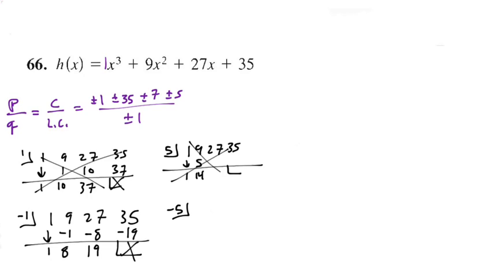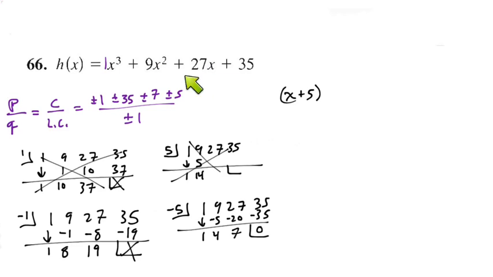Negative 5. Let's try that one. 1, 9, 27, and 35. Let's see if it works. We bring down the 1. 1 times negative 5 is negative 5. Negative 5 plus 9 is 4. 4 times negative 5 is negative 20. And then I get a 7. We're so stoked because 7 times negative 5 is negative 35, which gives me a 0. That means x plus 5 is a factor of this polynomial.